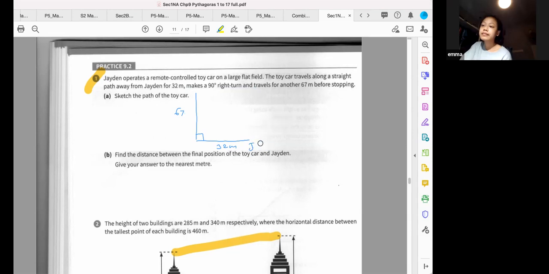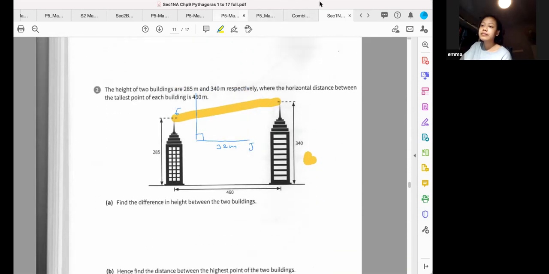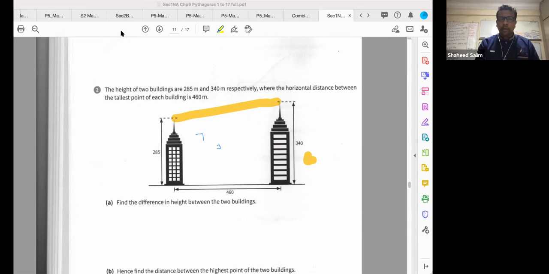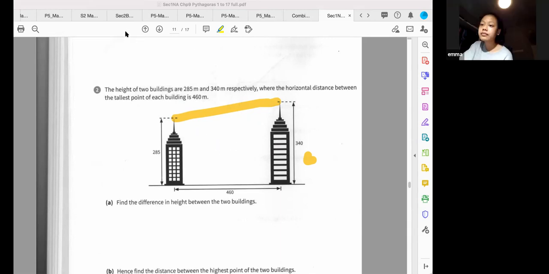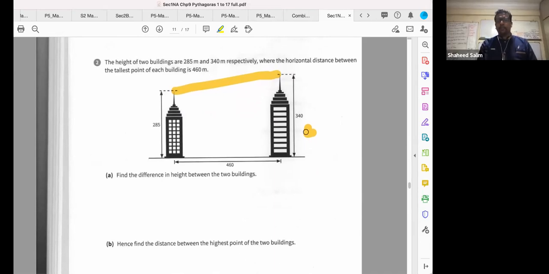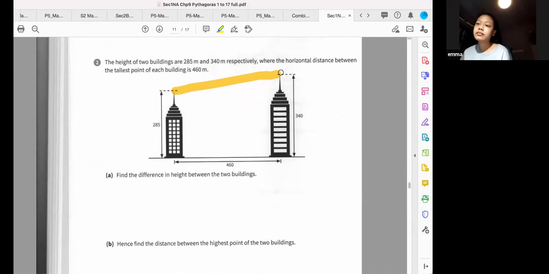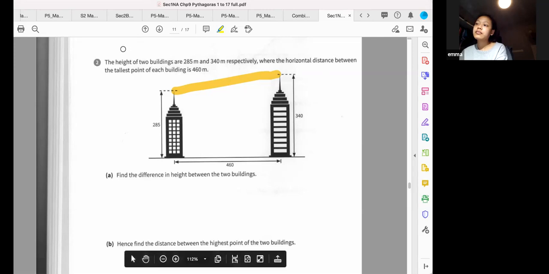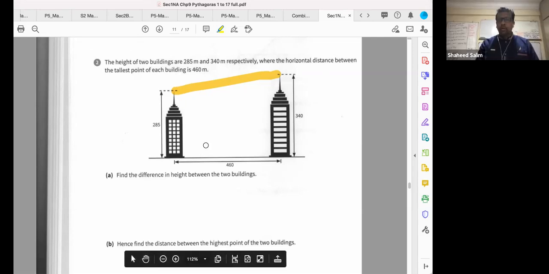The next one, I'm trying to remove this. Oh, hold on. You try to see whether you can read and understand it first. You can draw on this, no problem.